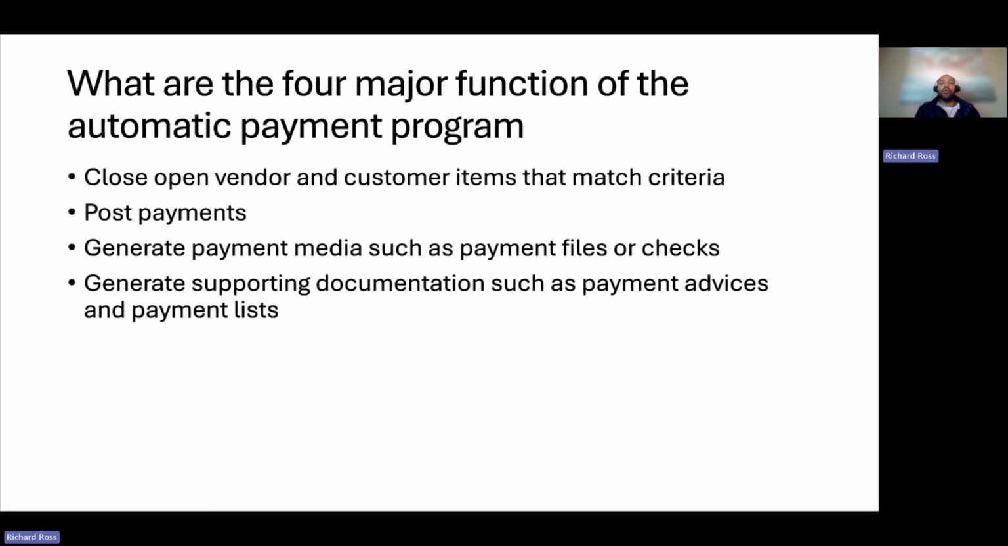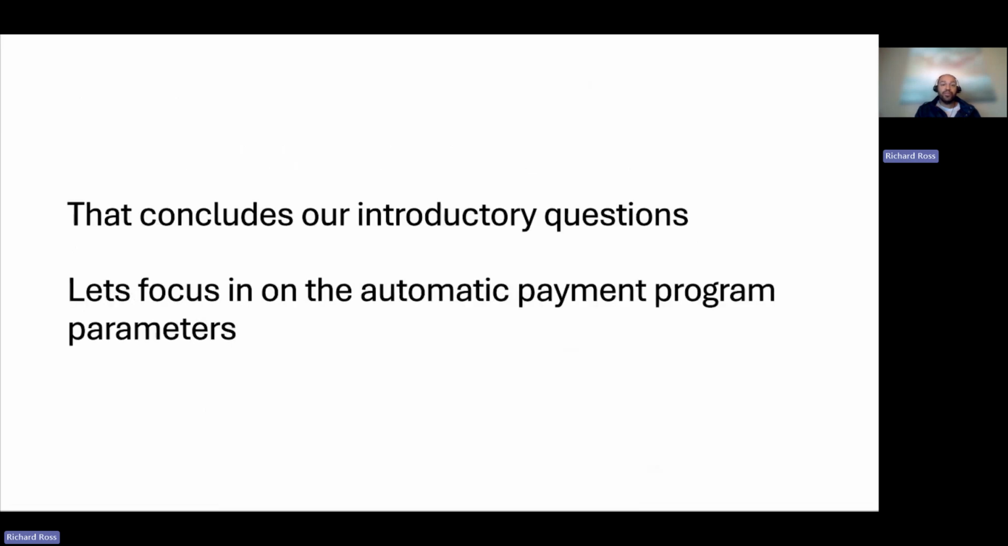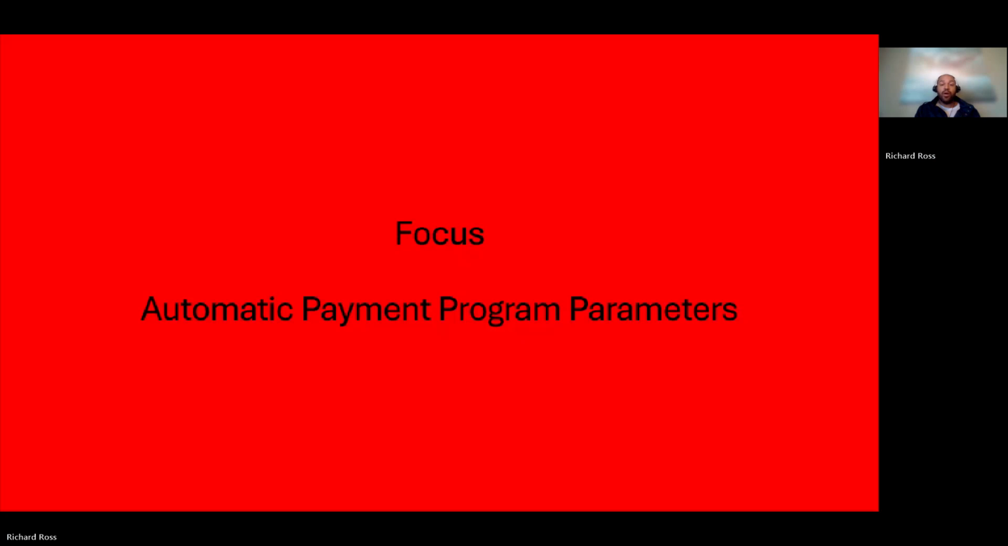What are the four major functions of the automatic payment program? To close open vendor and customer items that match criteria, post payments, generate media such as payment files or checks, generate supporting documentation such as payment advices and payment lists. That concludes our introductory questions. Now let's focus in on the automatic payment program parameters.